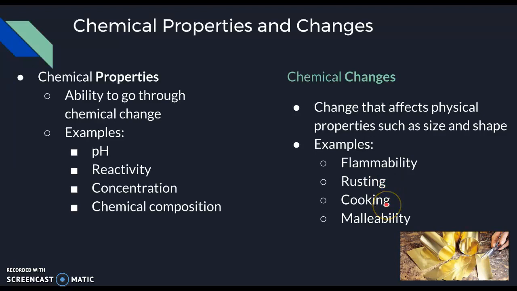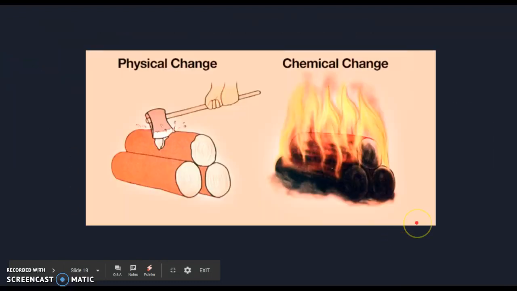Cooking is a chemical change. Like when I cook a steak, I can't change it back. I can't uncook my steak. It's done. And malleability. Malleability is the ability to form that solid into sheets, like foil, or these gold sheets. Aluminum foil is a great example of malleability.